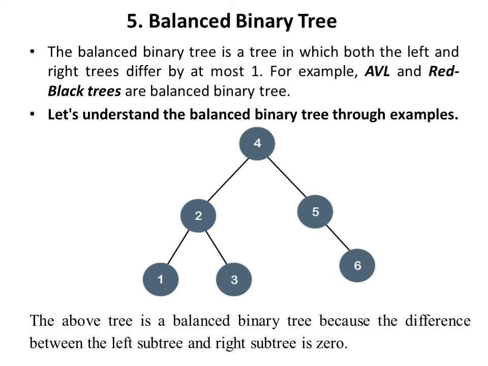Here I am taking an example. Here you can see a root node 4 having two children, that is 2 and 5, and this 2 is a parent node for 1 and 3, and 5 is a parent node for 6. Now the above tree is a balanced binary tree because the difference between the left subtree and right subtree is 0. You can observe it is balanced because the difference between the left subtree and right subtree is 0.